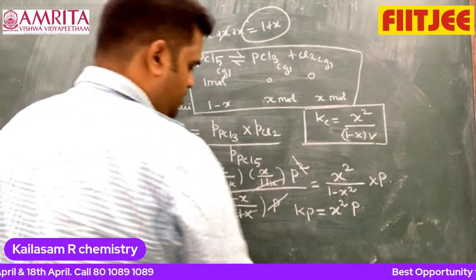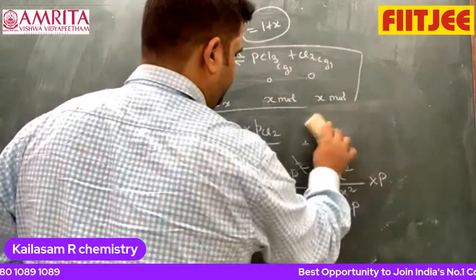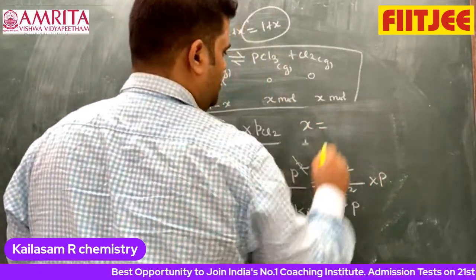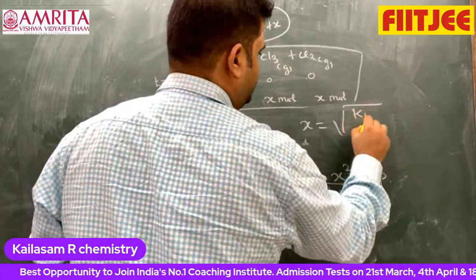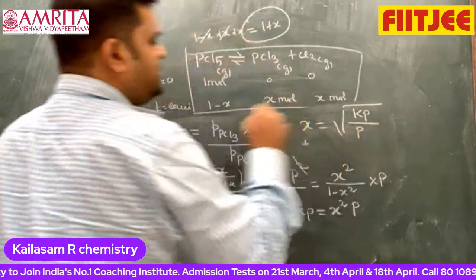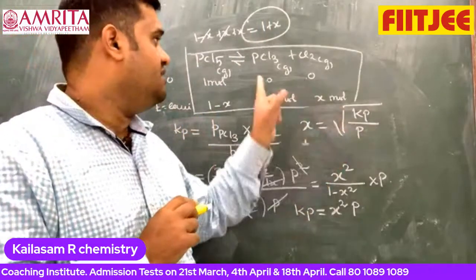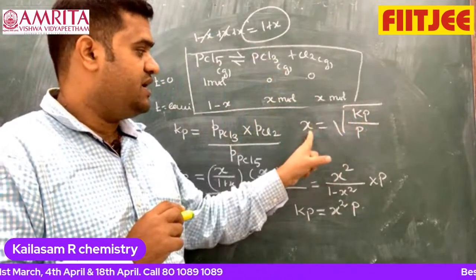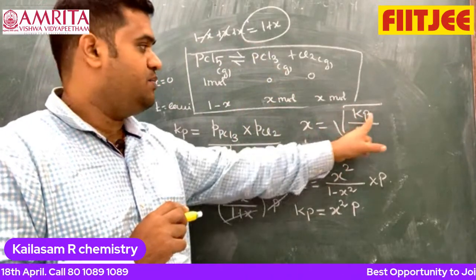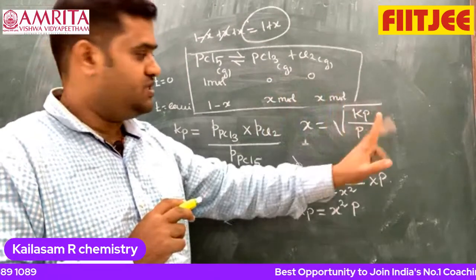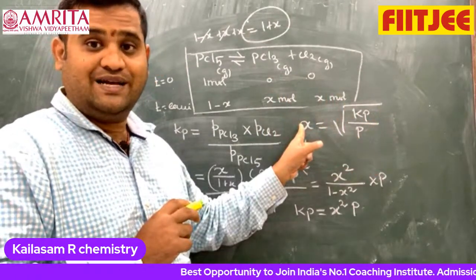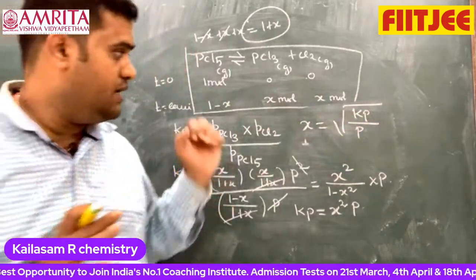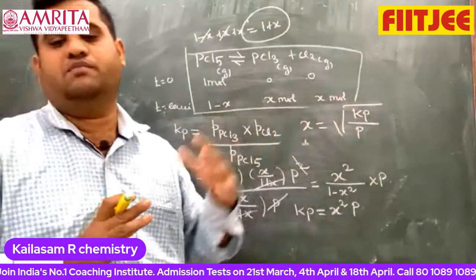Now x is equal to the root of Kp by P. So what is the meaning of this? Please keep it in mind. In this equilibrium reaction for the decomposition of PCl5, when pressure increases, x decreases. Kp remains constant. At constant temperature, when pressure increases, x decreases and Kp remains constant for this equilibrium reaction. So this is the derivation for homogeneous equilibrium.